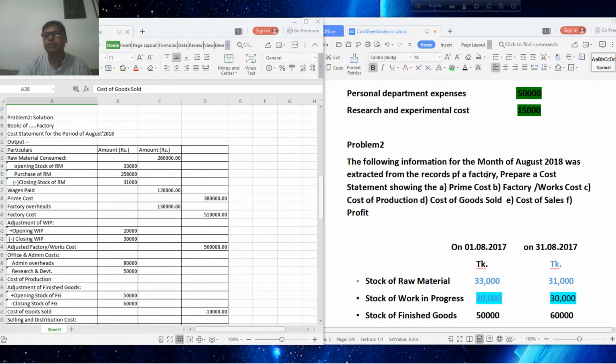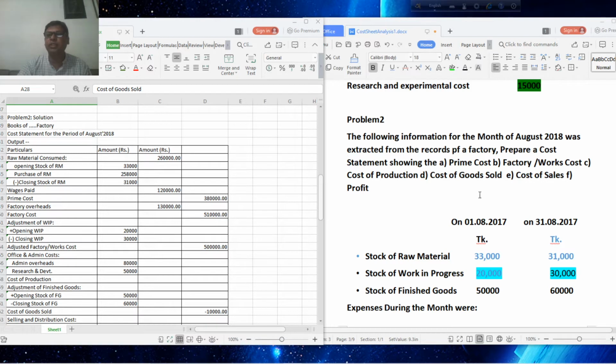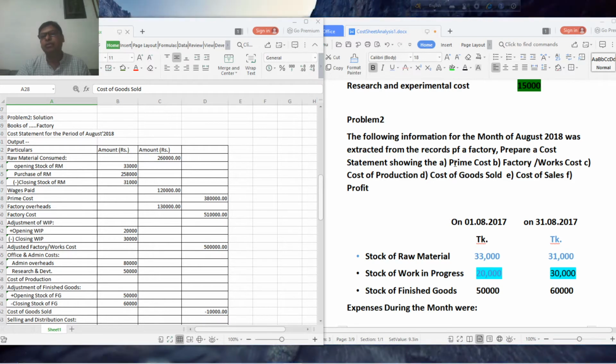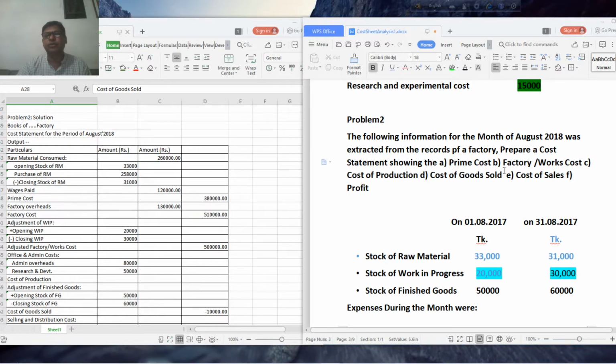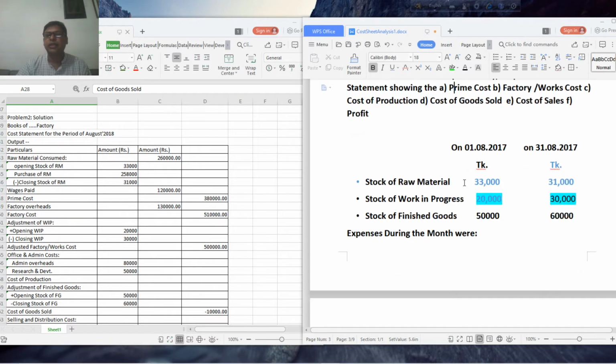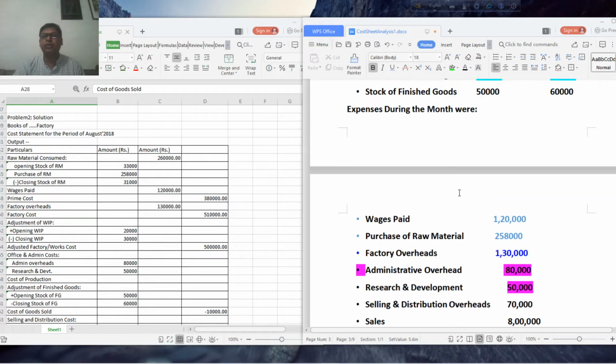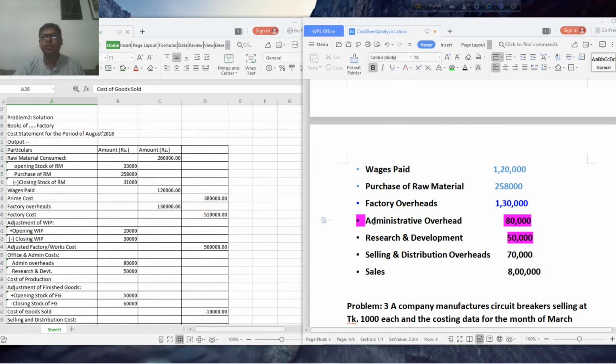The second problem is related to cost sheet analysis, and it will also ask you to prepare a cost statement that will find the prime cost, factory cost, cost of production, cost of goods sold, and cost of sales. Here the information is given in some different ways: you have an opening stock of raw material, a closing stock of raw material, opening stock of work in progress, closing stock of work in progress, and this is also for the finished goods. And here are also given the purchase of raw material, wages paid, factory overhead, and administrative overhead.